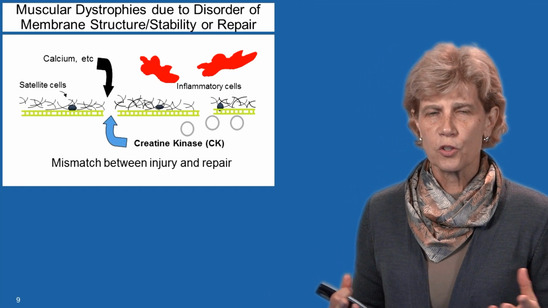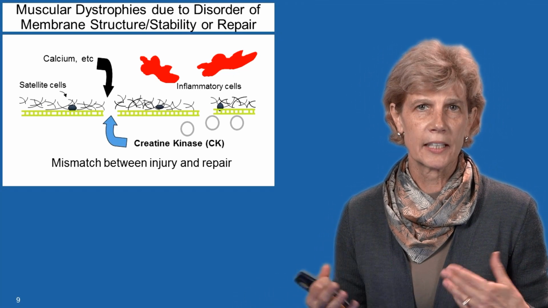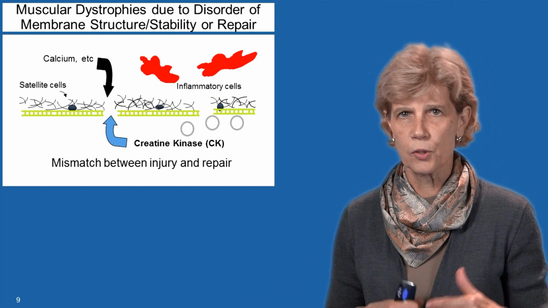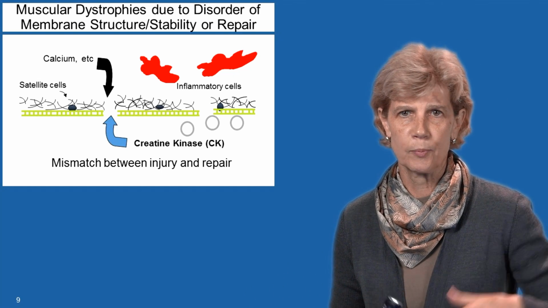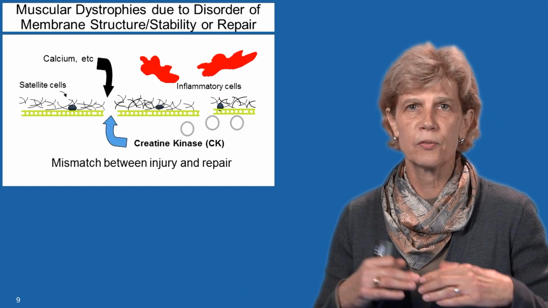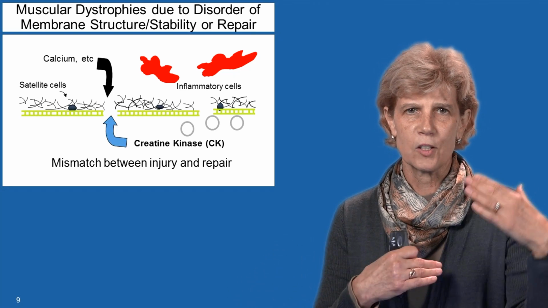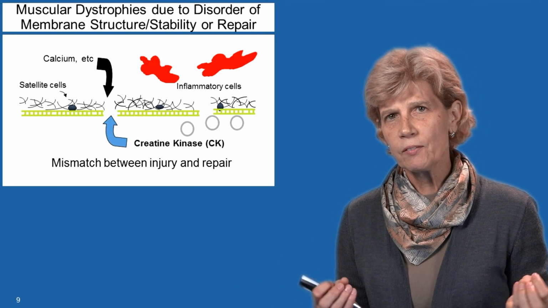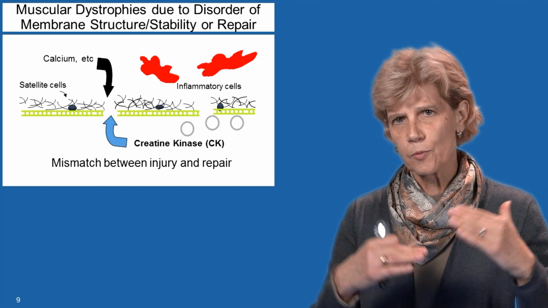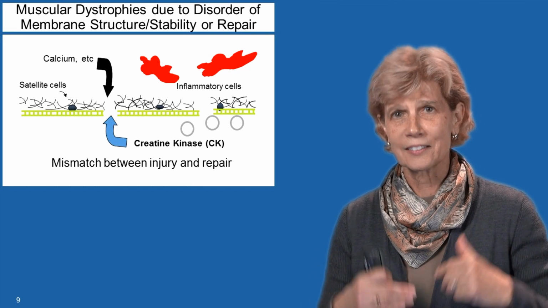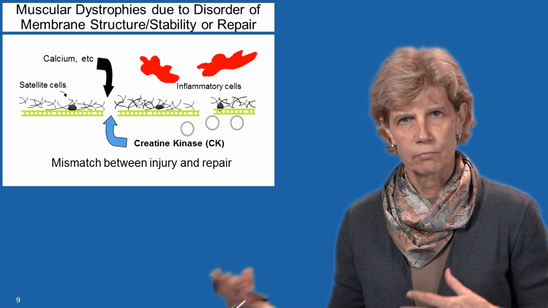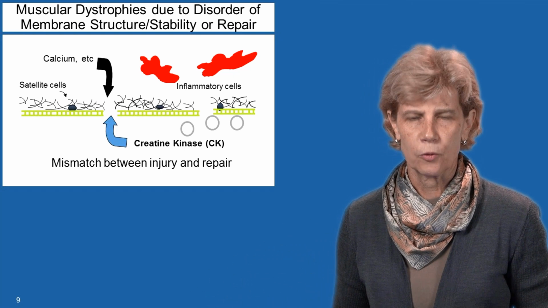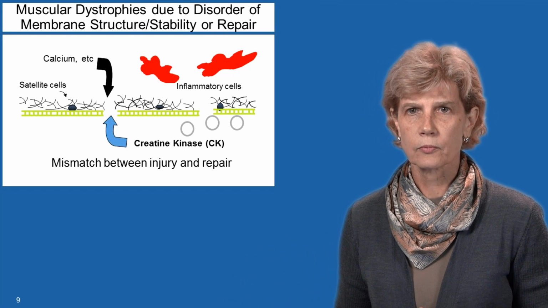Now, this process, as you know, goes on during normal daily activities for those of us who don't have a defect in injury and repair. So we can always measure some CK in our blood because we walk and we move, and there's this constant balance between injury and repair. But if you have a disease state so that this balance becomes out of balance, then you have progressive muscular weakness, high CK, and one of these muscular dystrophies.